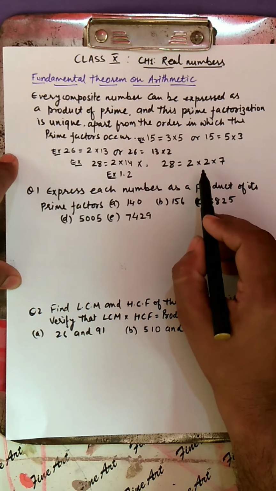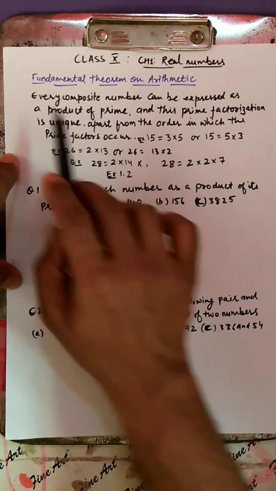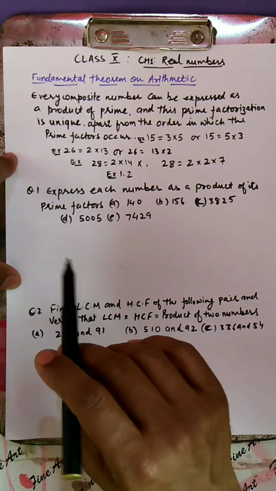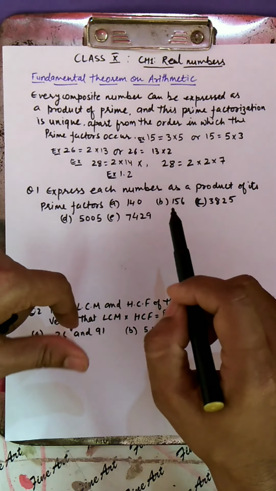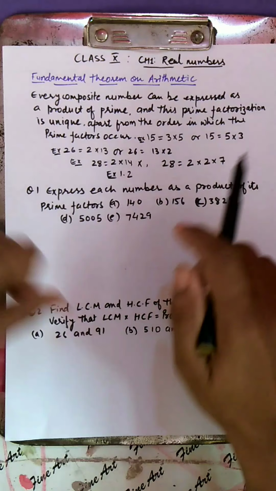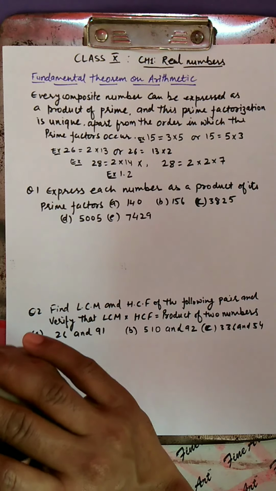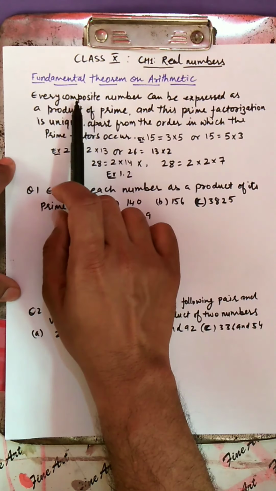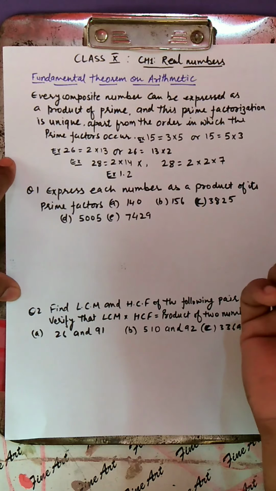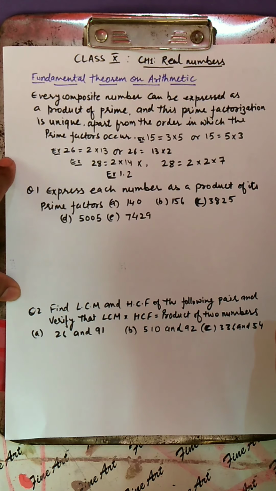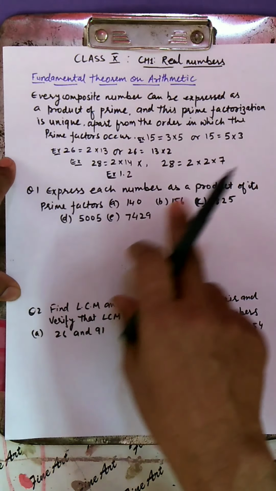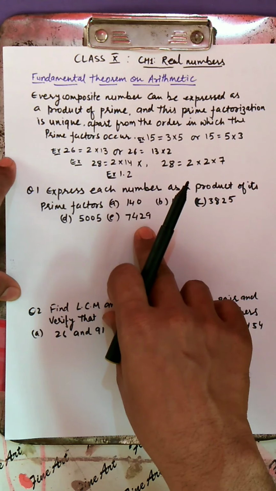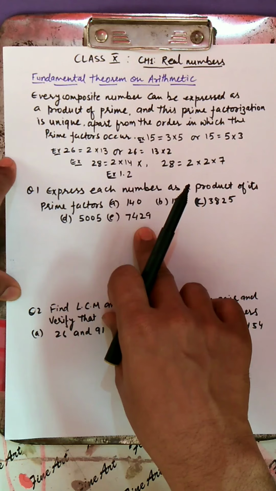So this is the prime factorization, and this is the Fundamental Theorem of Arithmetic: every composite number can be written as a product of primes, and this prime factorization is unique. This theorem is talking only about composite numbers. If I take 5, which is already a prime number, we cannot apply this theorem to prime numbers such as 2, 3, 5, 7, 11, 13, etc.